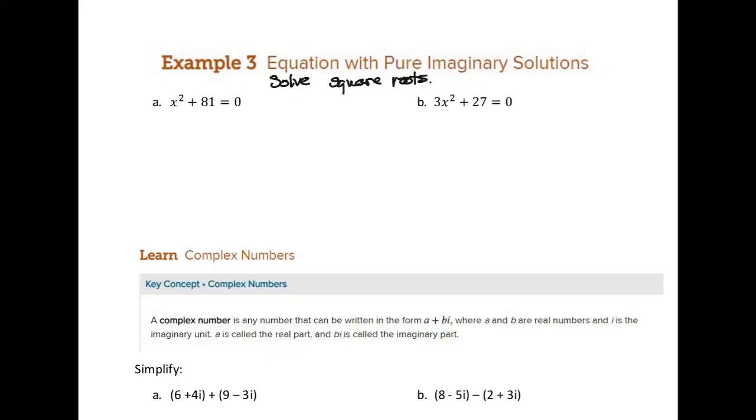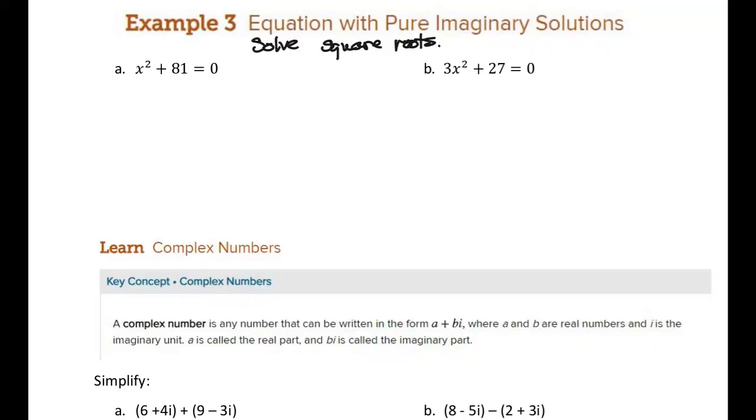Solve by way of square roots, kind of like algebraically. I have x squared plus 81, and I want to get that 81 over to the other side. Again, if we were solving by factoring, we would let it go and set it equal to 0. But I know this is a perfect square. So let's subtract 81 on both sides. The 81s cancel out, and I get x squared is equal to negative 81.